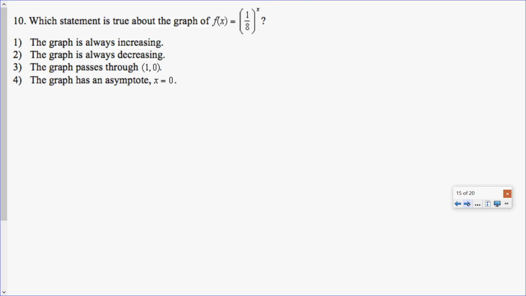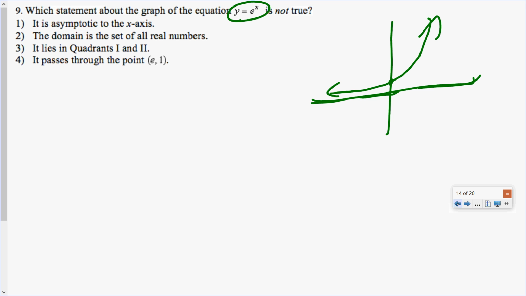So why don't you try number 9 and 10 on your own right now? Then I'll go over them, and then I'm going to let you practice this on your own. So pause it, try 9 and 10 on your own, unpause it, I'll go over them, and then I'll let you practice on your own.